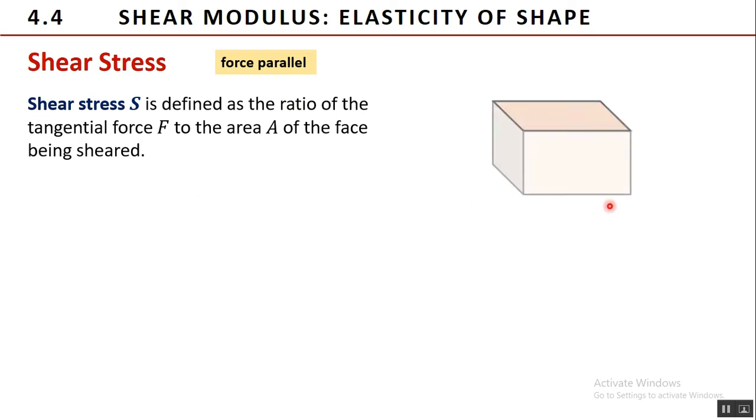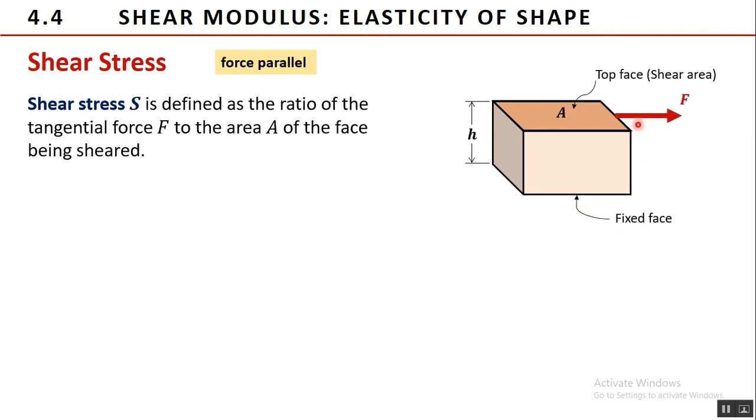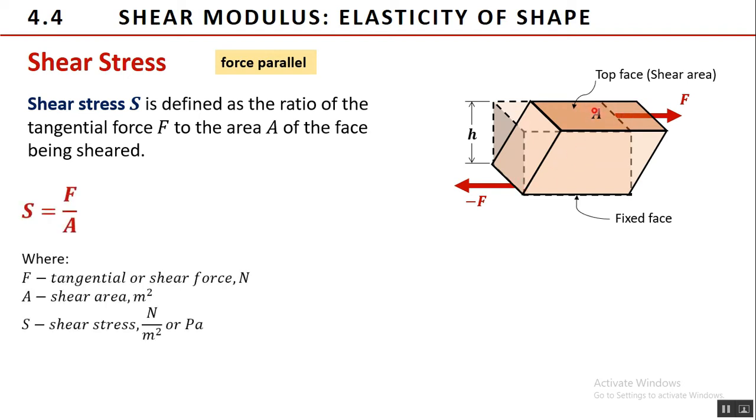To illustrate this, consider a rectangular bar which has a height h. The top face, which has an area A, is free to move, while the bottom area is considered as fixed face. When we apply a parallel force F at the top face, the top side will be sheared to the right, since the fixed face at the bottom will experience a reaction force negative F. Therefore, the top face moves to the right relative to the fixed face. The shear stress on the top face is equal to the shear or tangential force F, divided by the sheared area A.